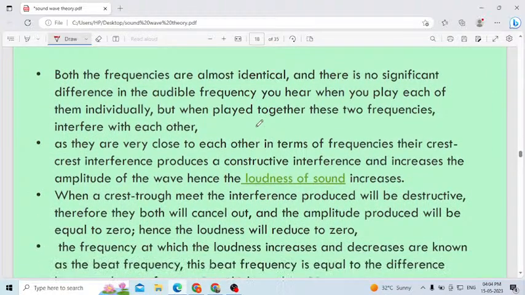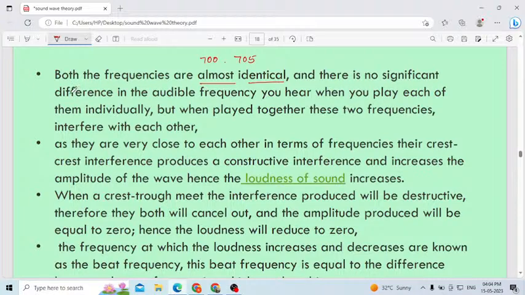That one I wrote in terms of points. I will read the point. Both the frequencies are almost identical, almost the same: 700, 705. There is no significant difference in the audible frequency you hear when they play alone. When you hit these tuning forks against a metal, both make an almost equal sound. The audible sound of both will be equal. Only a small difference in frequency is there, not a large difference.